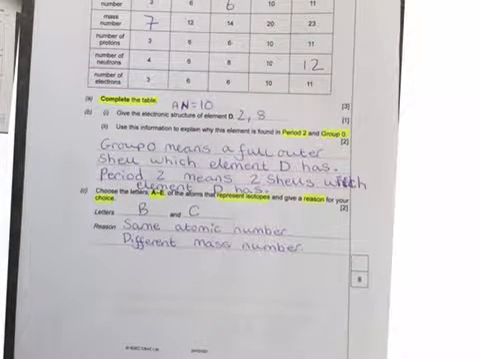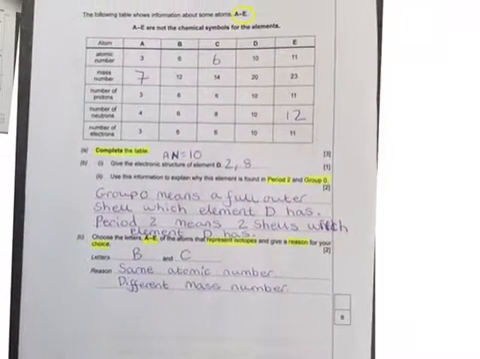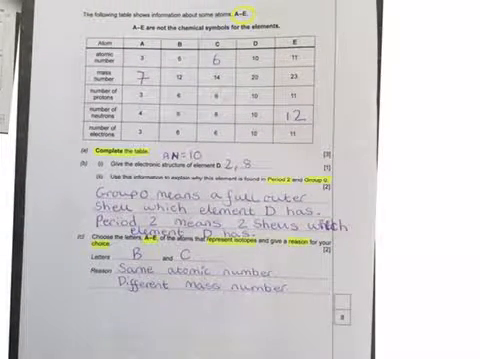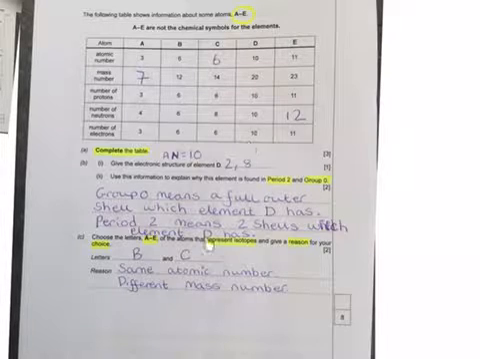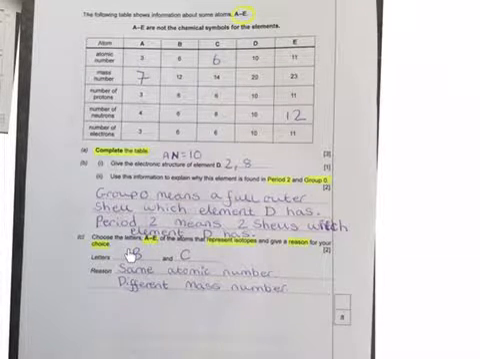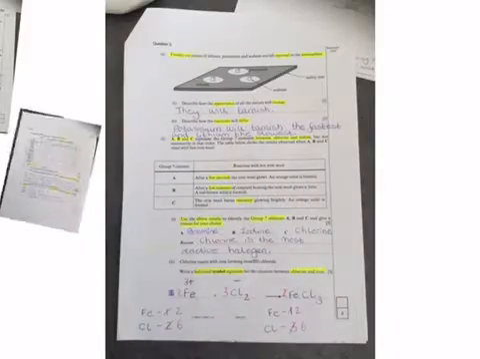Part C then says choose from the letters A to E the atoms that represent isotopes. So isotopes have got different mass numbers but the same atomic numbers. Essentially what I would do is look for the ones that have got the same atomic number. So that's B and C. Go down, they've got different mass numbers. So B and C are isotopes because they've got the same atomic number but a different mass number.